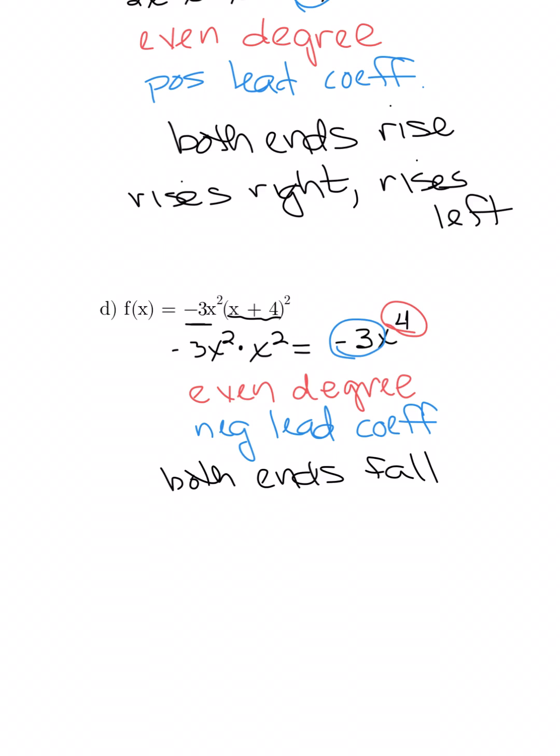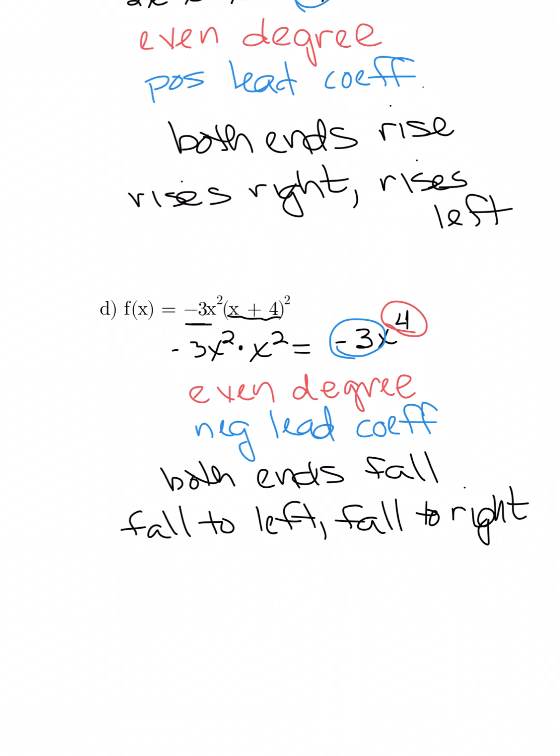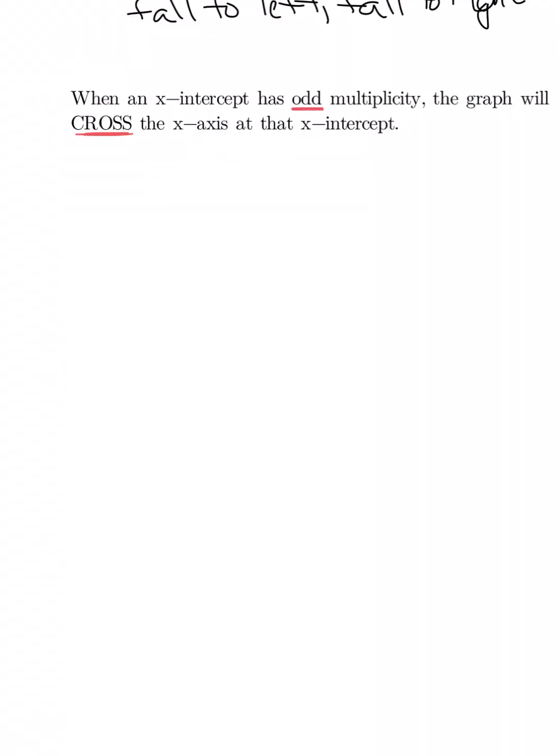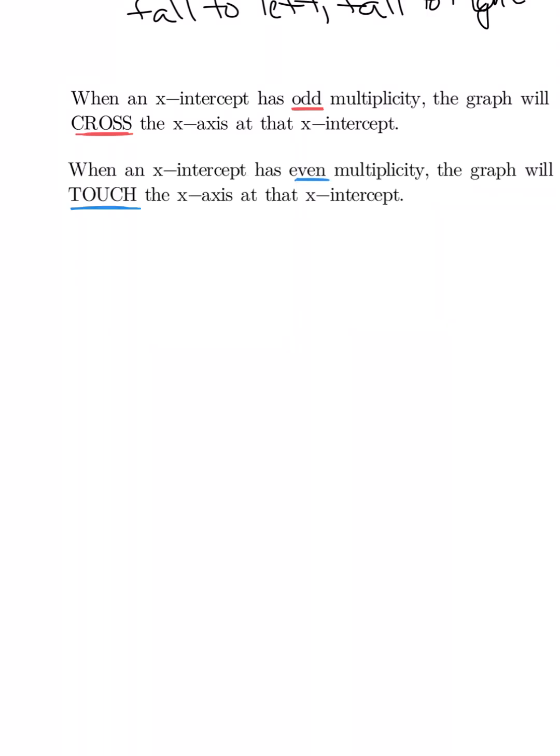Which they will write in ALEKS as falls to the left, falls to the right. Earlier in this mod, we talked about multiplicity. Multiplicity tells us something about how the graph looks. When an x-intercept has odd multiplicity, the graph will cross the x-axis at that x-intercept. On the other hand, when an x-intercept has even multiplicity, the graph will touch the x-axis at that x-intercept.